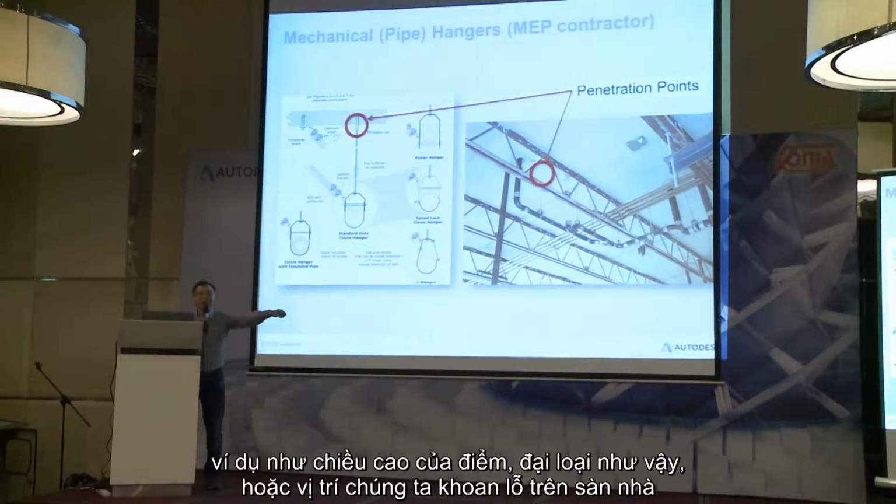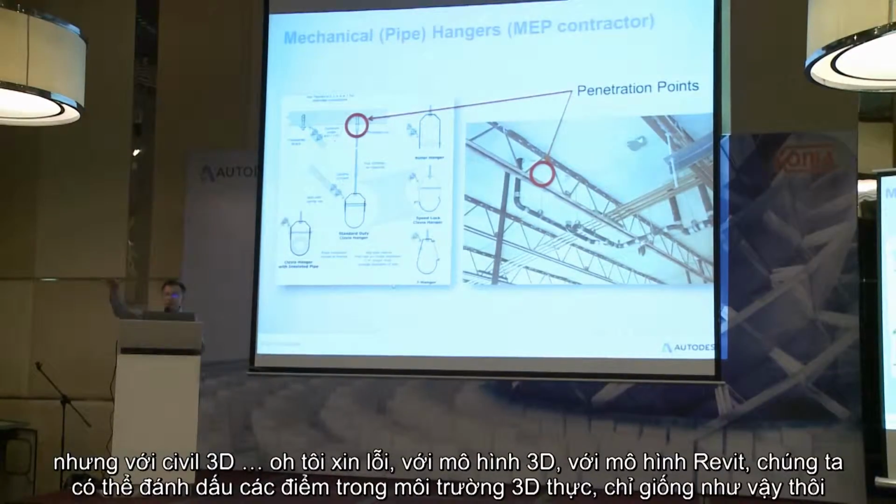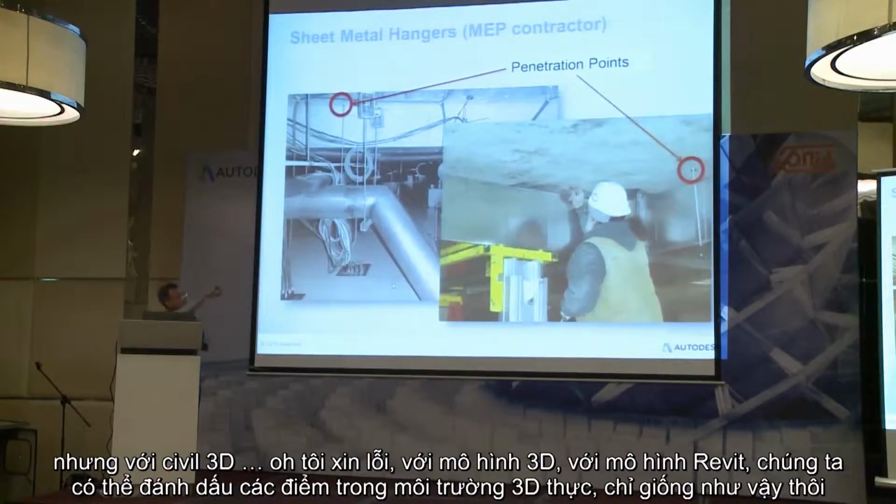For example, the bored pile or something like that, or just where we have to make a hole on the floor. But for the civil 2D, for the 3D model, for the Revit model, we can mark the point for real in a 3D environment. Okay, just like that.